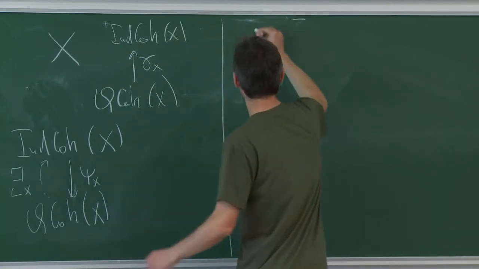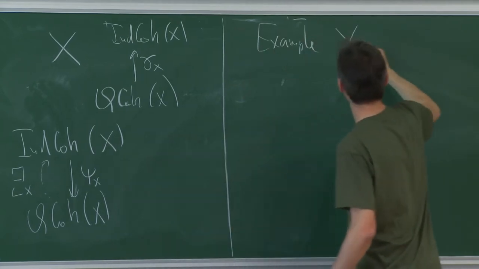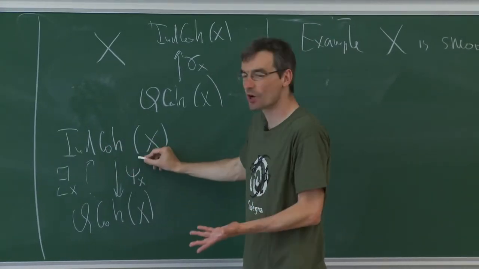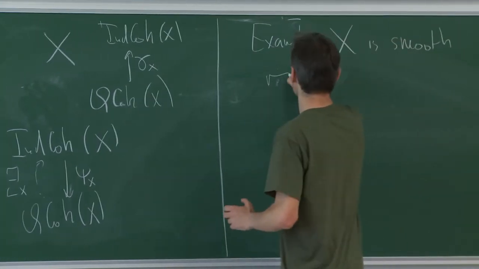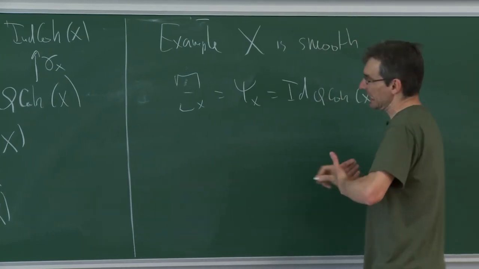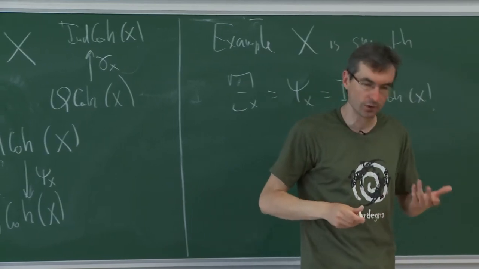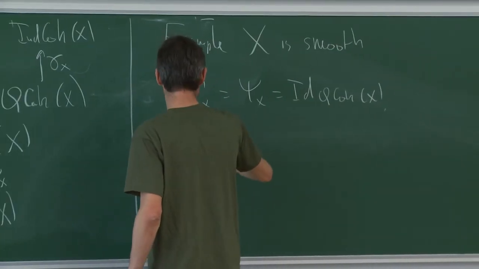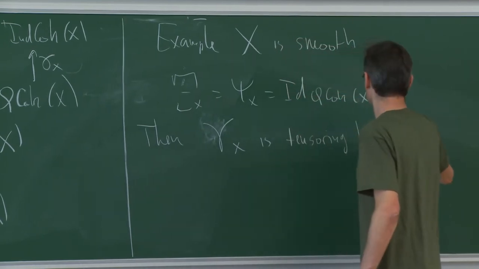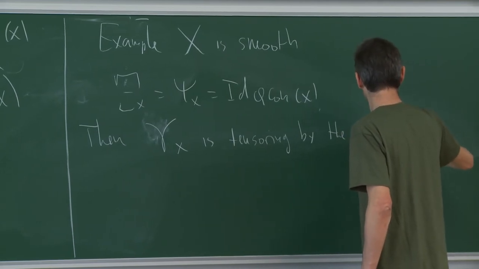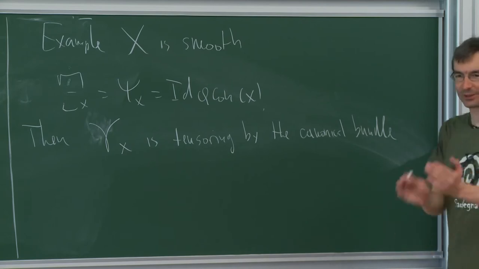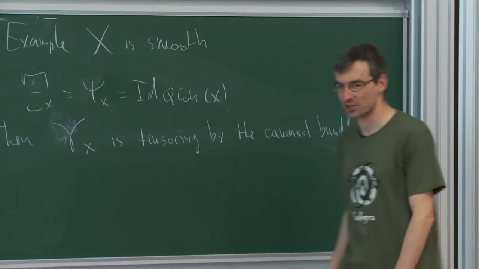Okay, so the simplest example is the affine line. Example: if X is smooth, then the way we set up IndCoh, it will be just the same as QCoh. There is no difference. So Xi_X equals Omega is the identity functor. Nothing is going on. In this case, this functor Upsilon is tensoring by the dualizing line, by the canonical bundle, shifted to the right. Canonical bundle shifted, so it's the dualizing, shifted by minus the dimension of X.